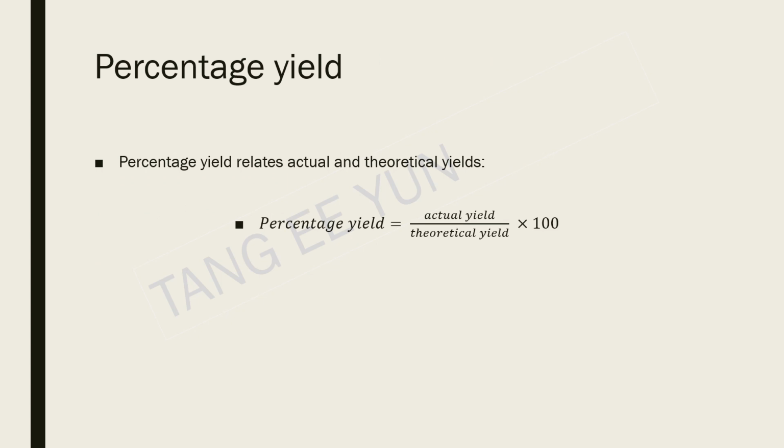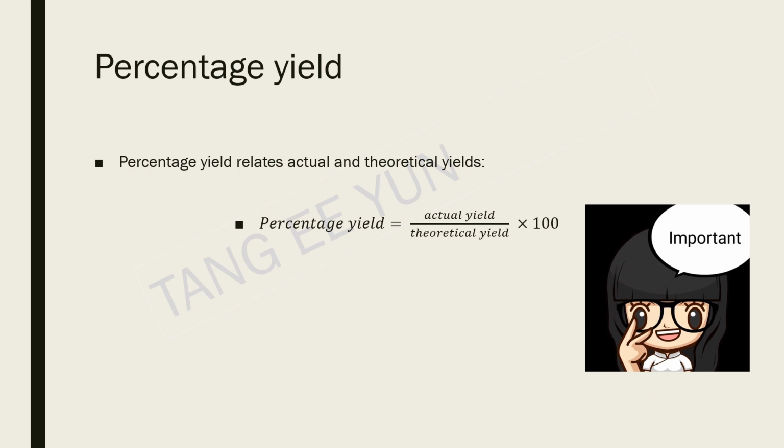What's the relationship between actual and theoretical yield with percentage yield? Percentage yield is equal to actual yield divided by theoretical yield multiplied by 100. From this formula, we can see that percentage yield is also referring to the percent of the yield that we get from an experiment. So this formula is very important and you must take note of it.